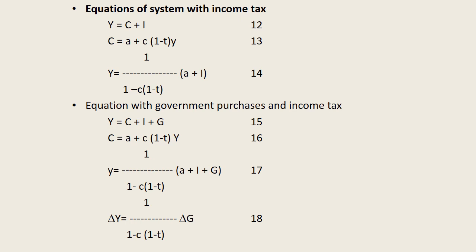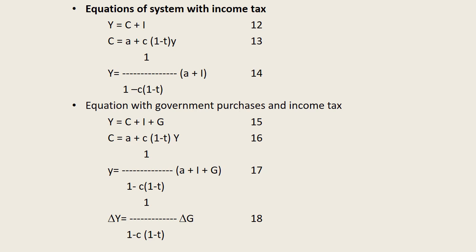Let's explain the state with equations. Mathematically, we have two cases: the equation of the system with income tax only, and the equation with government purchases and income tax. The first case, guys, we will talk about the system under income tax only. The government intervenes only by imposing income tax, and there is no public spending or public expansion. We have three equations: 12, 13, 14.